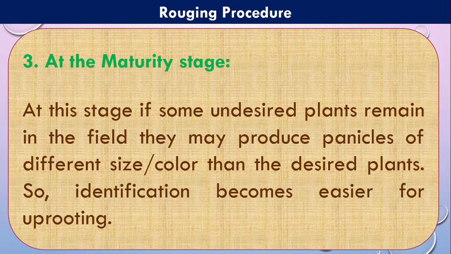For example, if our desired rice plant variety is aromatic rice and there is any normal rice present, at that time we can understand it when the panicle is coming. So we have to remove that first. Lastly, at this stage, if some undesired plants remain in the field, they may produce panicles of different size and color than the desired plants. So identification becomes easier for uprooting. So rouging is very important for your creative questions, like what is the definition of rouging and explain the stages of rouging. Then you have to explain these three stages.